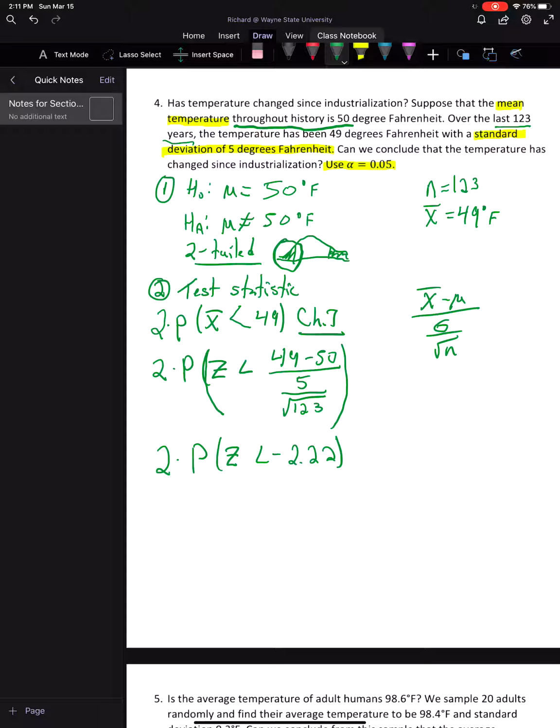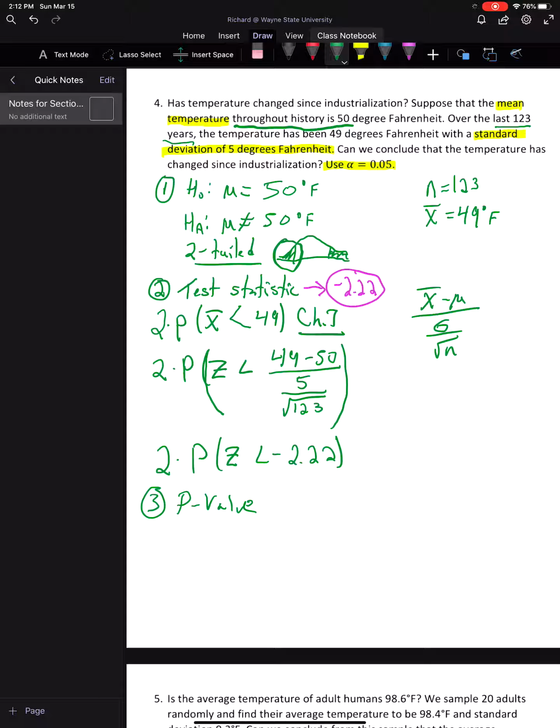Okay, now let me pause for just a second because I would want to reiterate that the test statistic here is negative 2.22. So if somebody asks on an exam, for example, or the homework, what's the value of the test statistic, it is negative 2.22. It's important to have that distinction in the vocabulary. Now what this leads us to is the third step, which is to find the p-value.